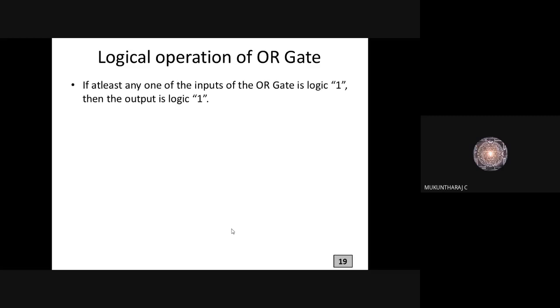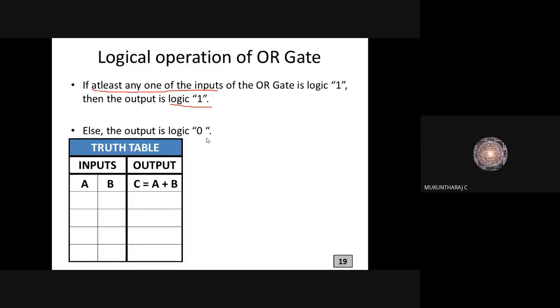Then we will move on to the next gate, OR gate. Here also we are assuming a two input OR gate. So the logical operation is, if at least any one of the inputs of OR gate is logic 1, then the output is logic 1. Otherwise, the output will be 0. Right?